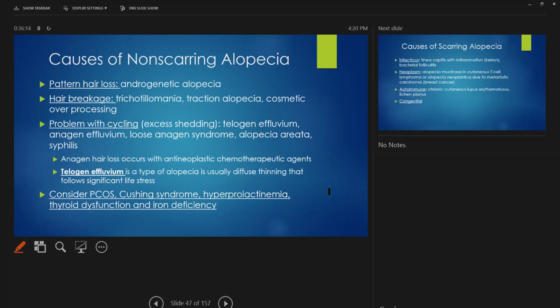So some things that you want to consider when somebody comes in with hair loss is that it could be some sort of systemic manifestation of polycystic ovary syndrome, PCOS, could be Cushing syndrome, hyperprolactinemia, thyroid dysfunction, and or iron deficiency.